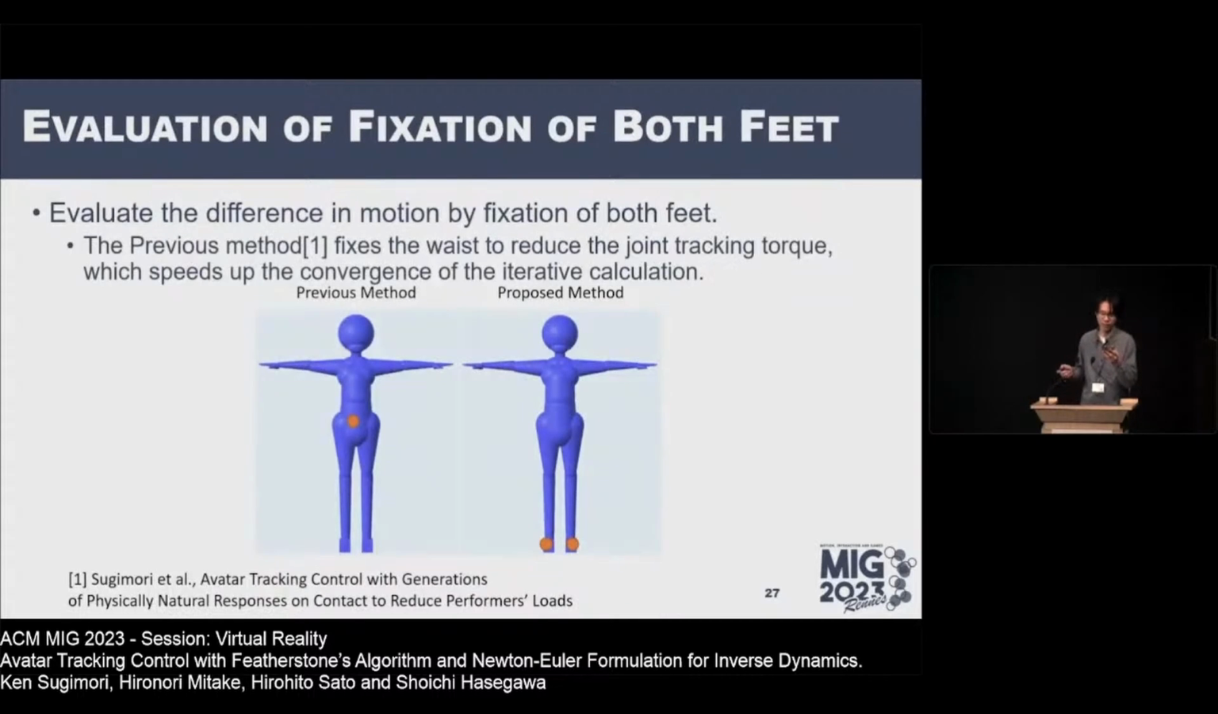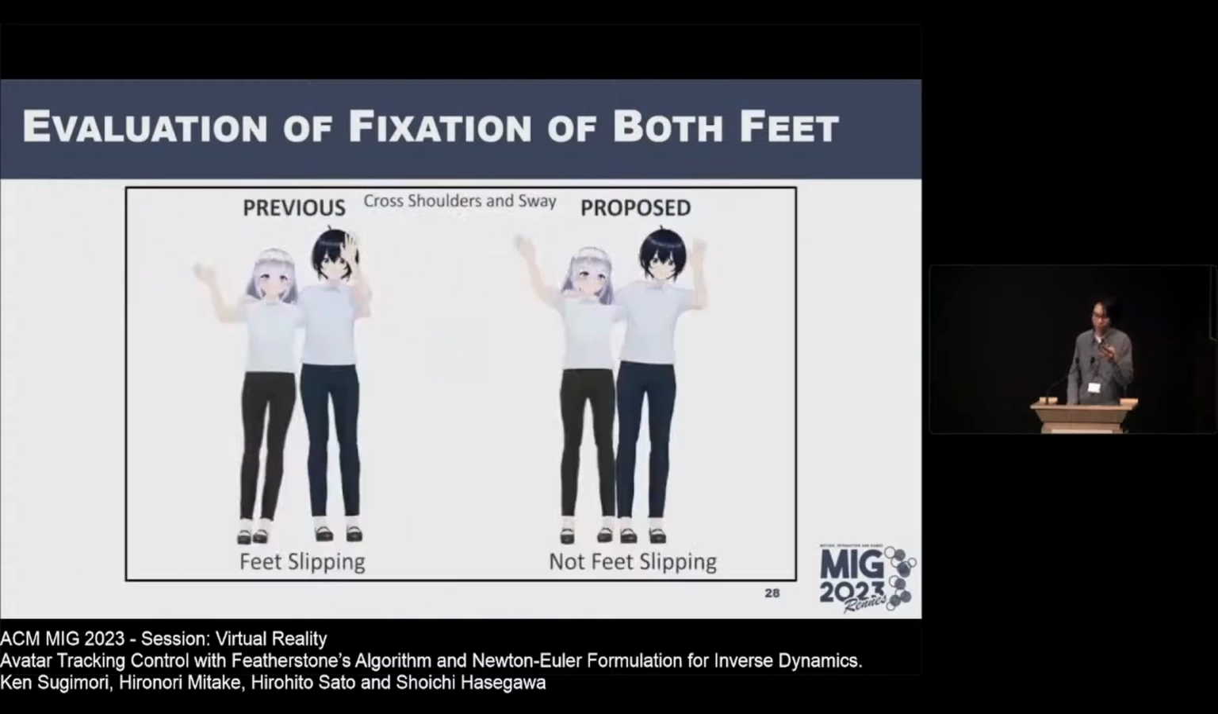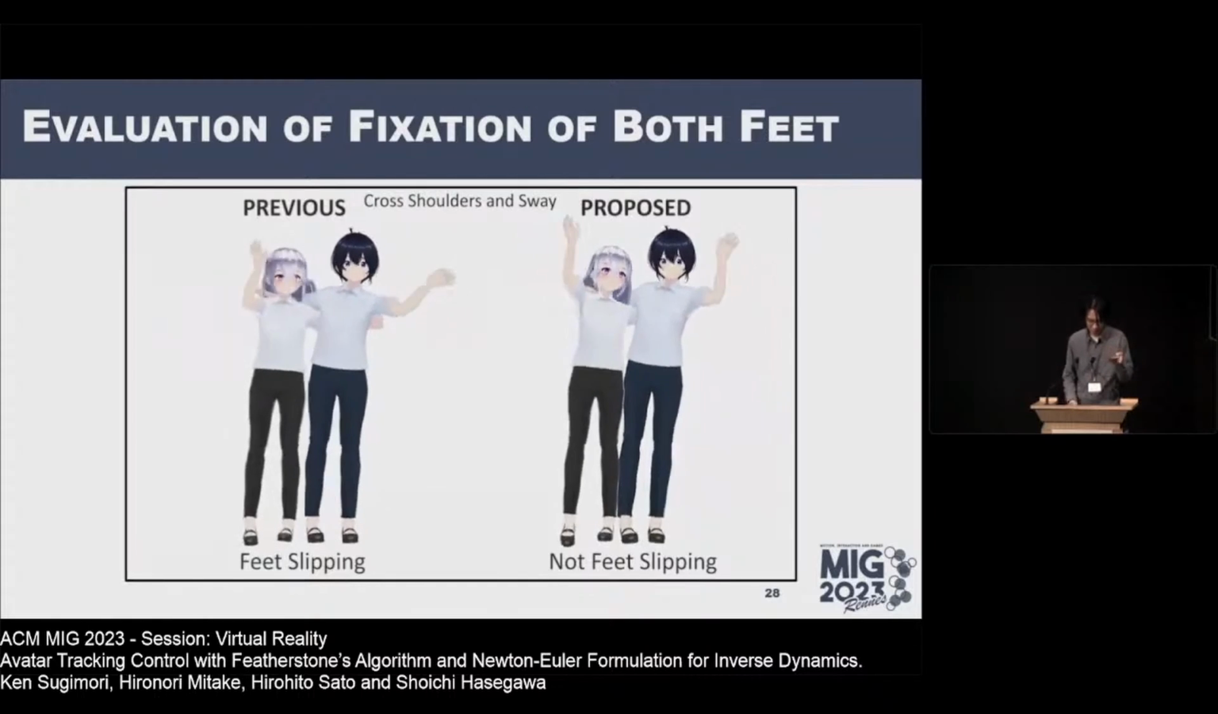The second evaluation is fixation of both feet. The previous method fixes the waist to reduce the joint tracking torque, which speeds up the convergence of the iterative calculation, while the proposed method fixes both feet. In order to evaluate the difference in motion, we performed the same motion. The motion is crossing shoulder and swaying. This.